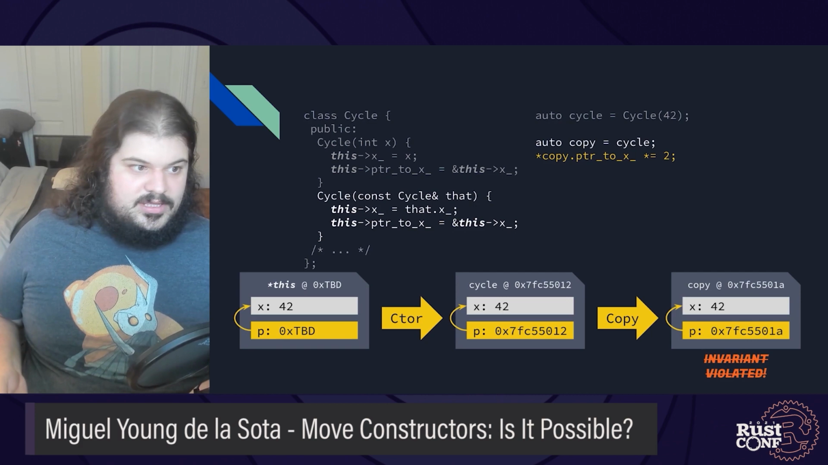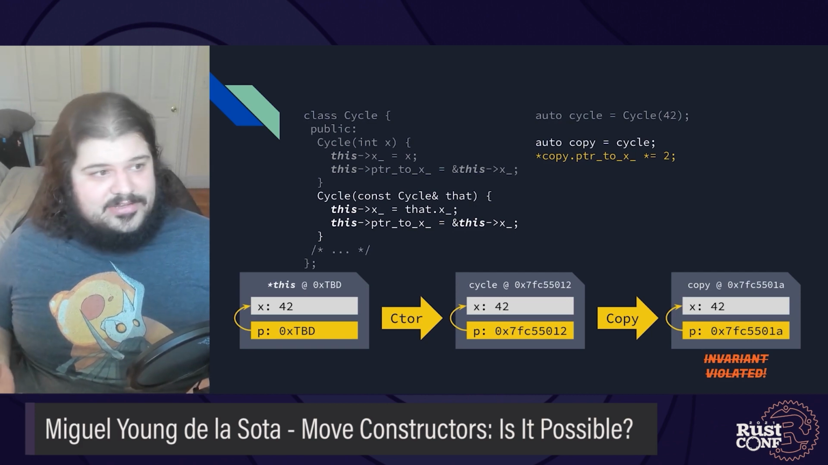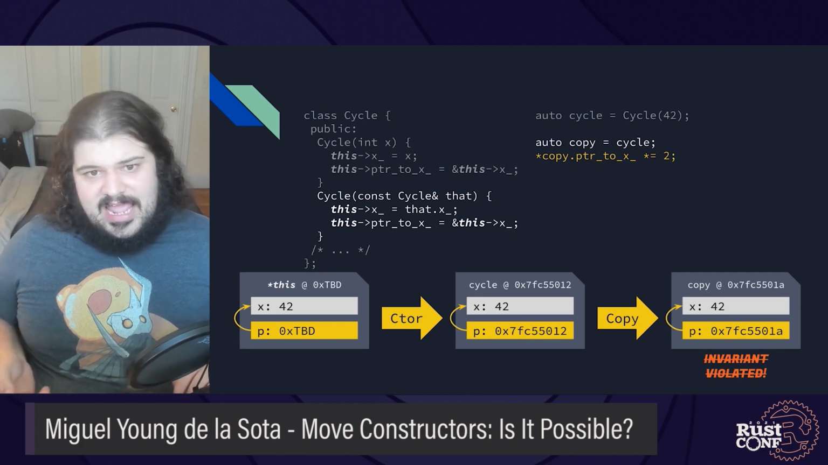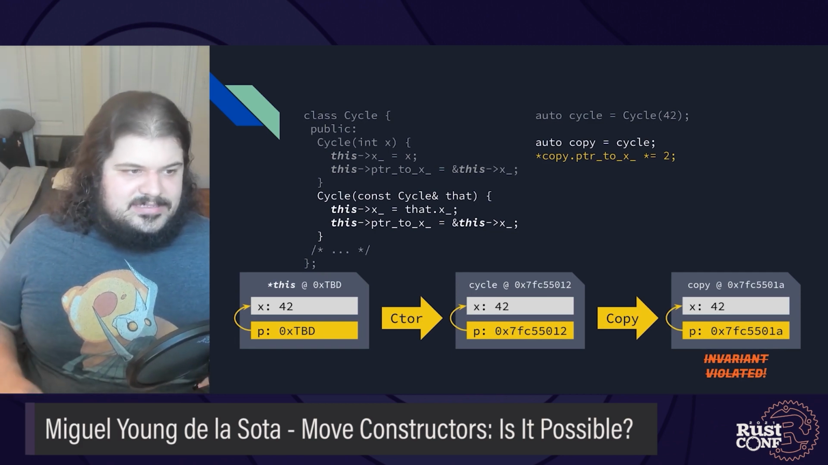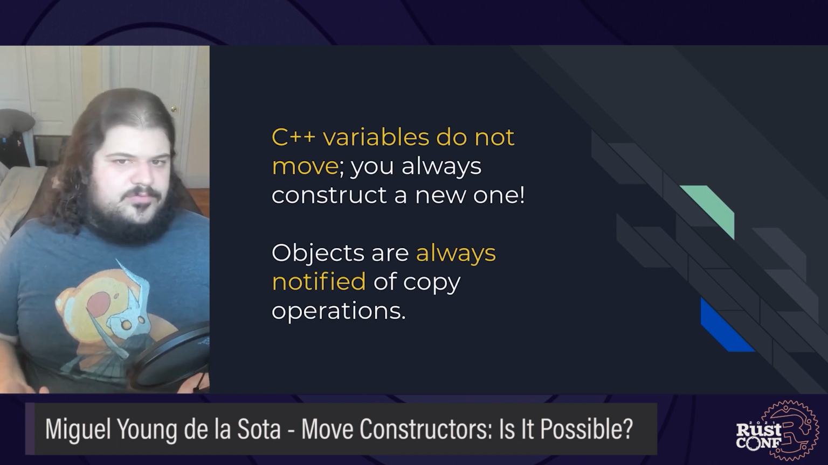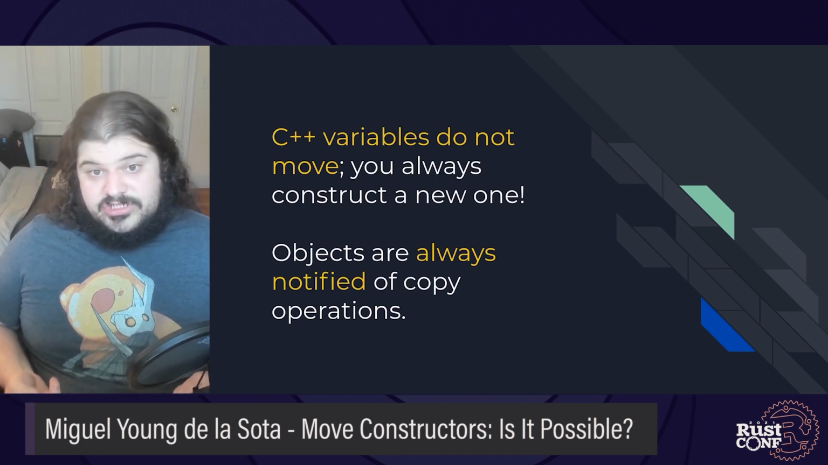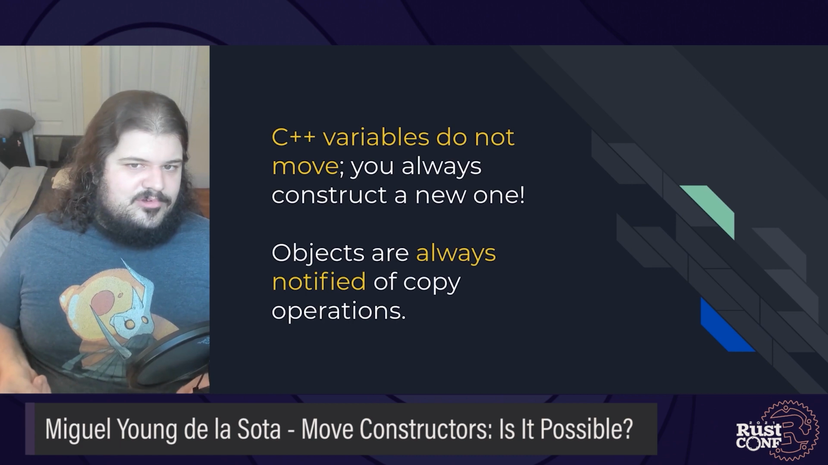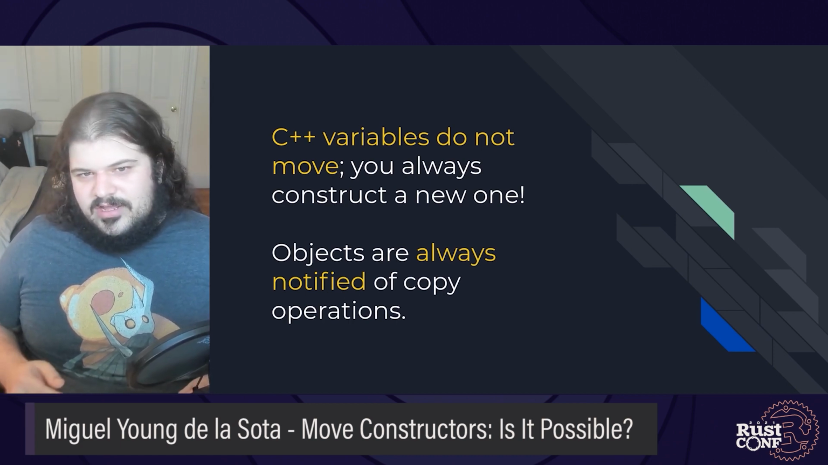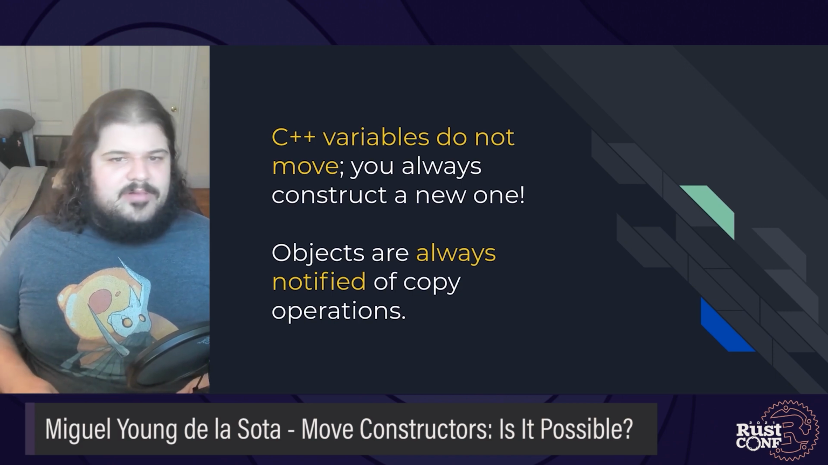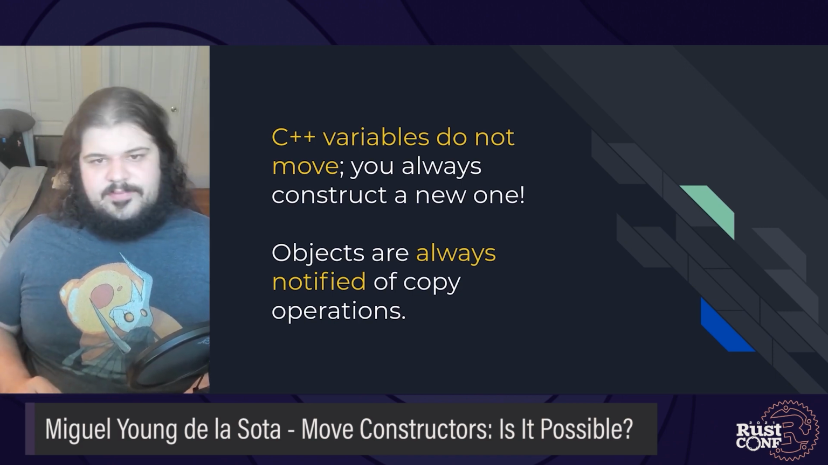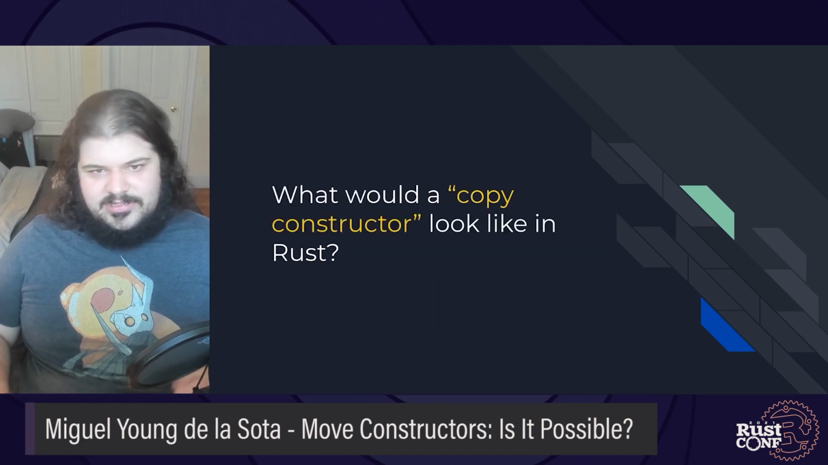So the copy constructor looks almost identical to the normal constructor. It sets up the invariant and copies the data, copies X, but not the pointer. C++ variables don't move around like in Rust. You always construct new ones whenever you give a variable a new name. However, objects are always notified of when this happens, so you can fix up any invariants a bytewise copy would otherwise break. This is similar to clone, but it has all of the power of constructors.